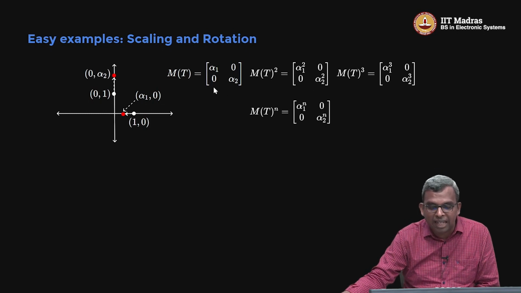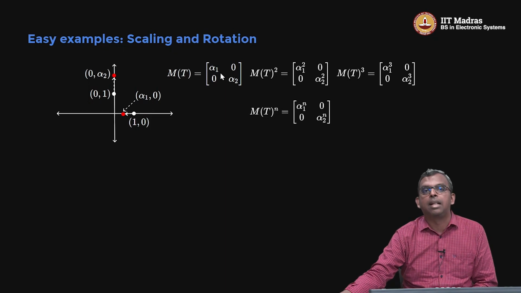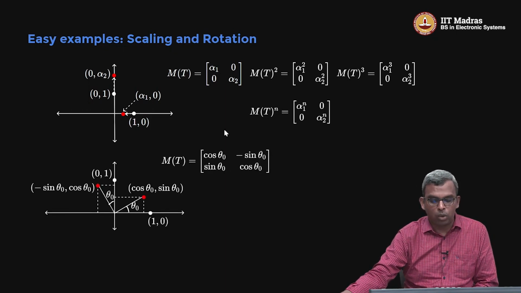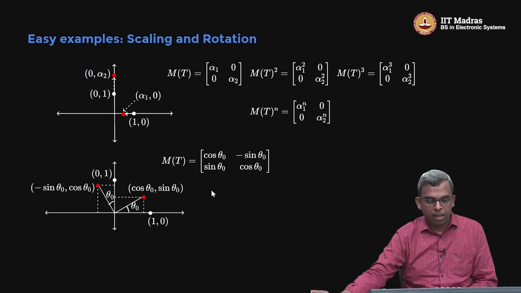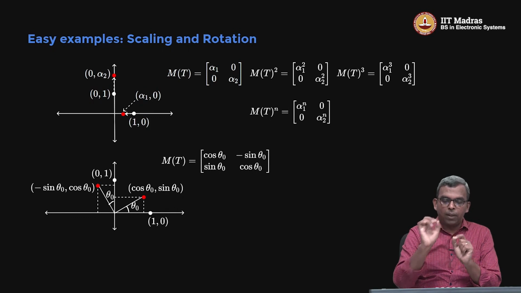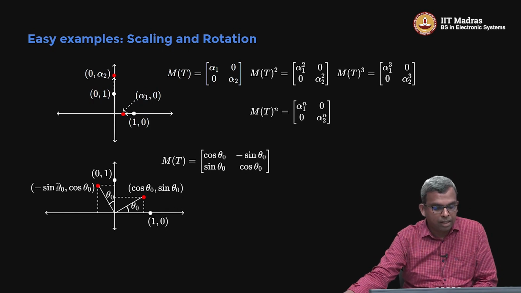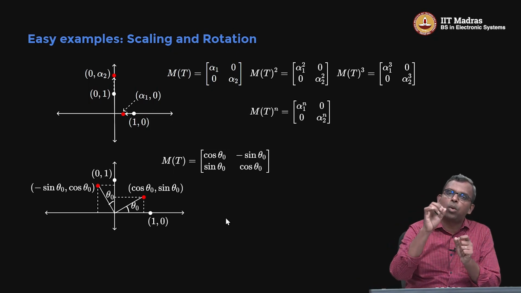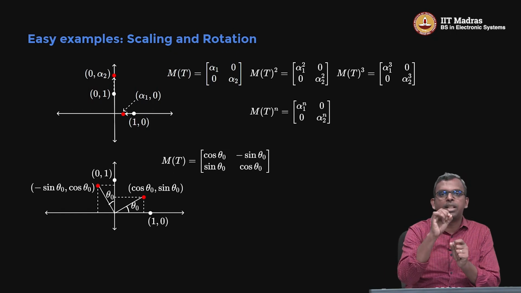So, the easiest case for power is diagonal. Okay. The next easy case, it turns out, is rotation. Okay. So, here is rotation by theta naught. You have a point, you have rotated by theta naught. Okay, you got cos theta naught, sin theta naught and minus sin theta naught, cos theta naught. What will happen if you rotate again by theta naught? It is equivalent to rotating the original point by 2 theta naught, right?